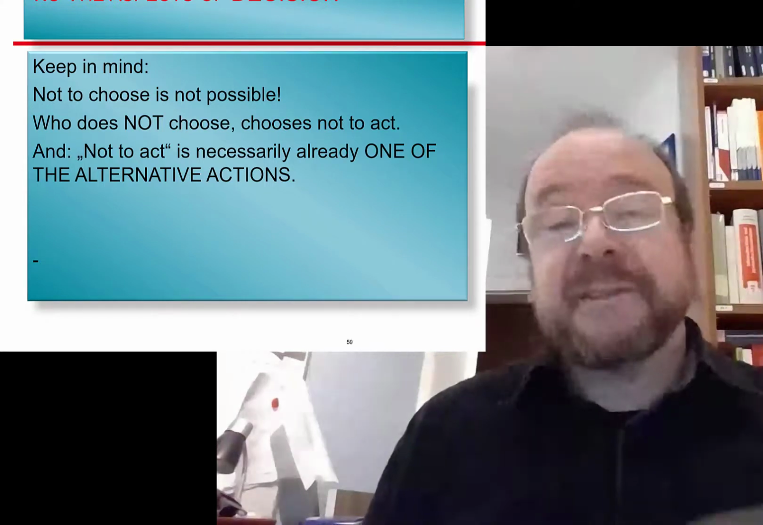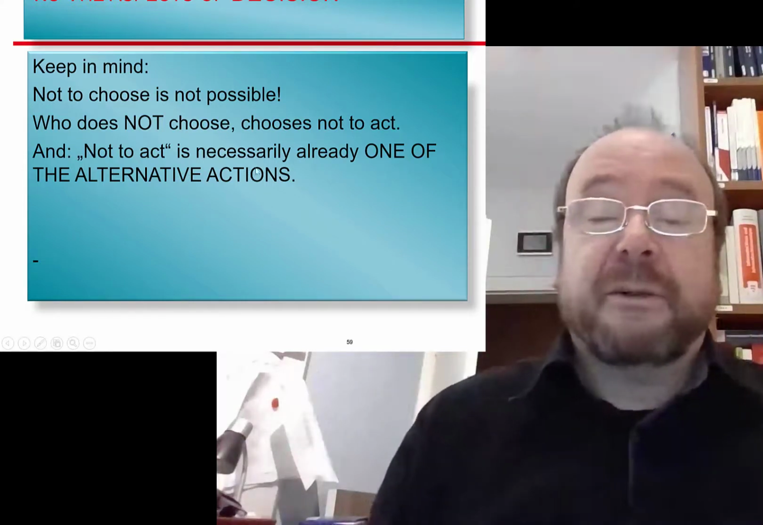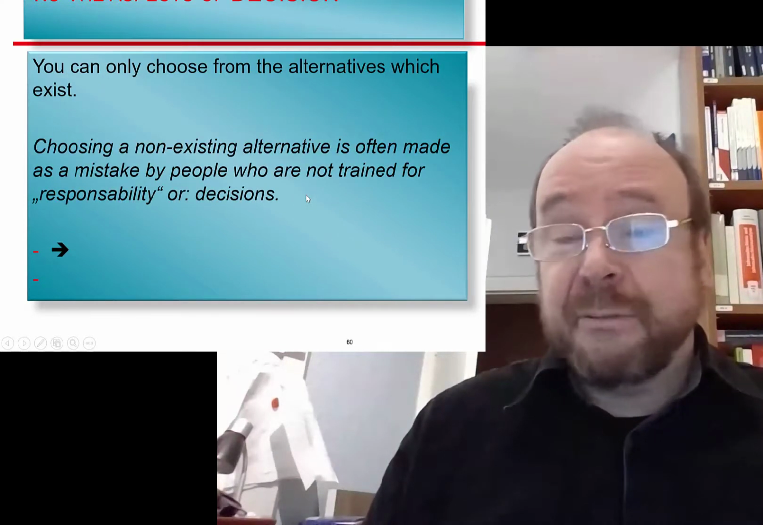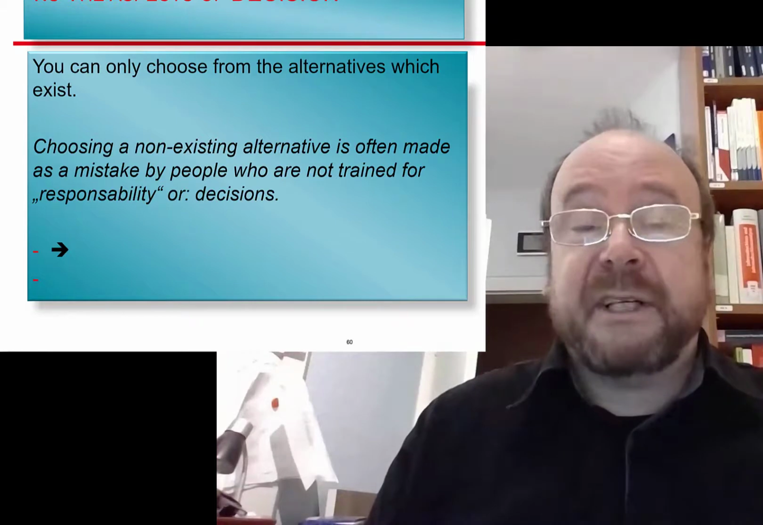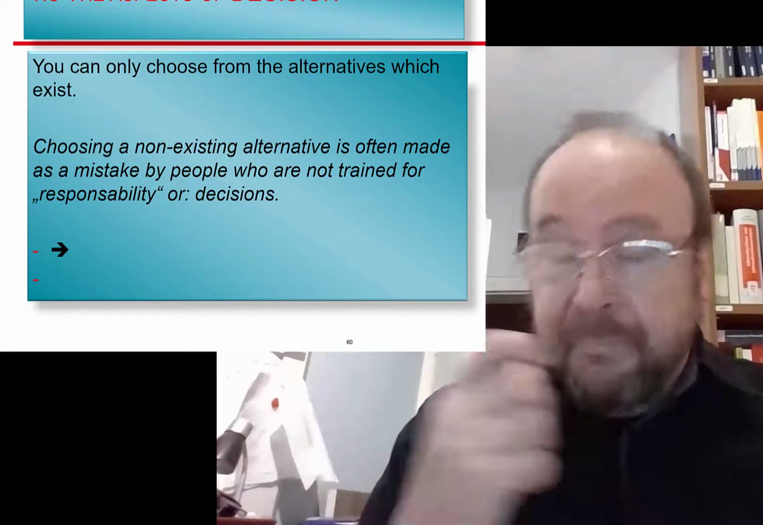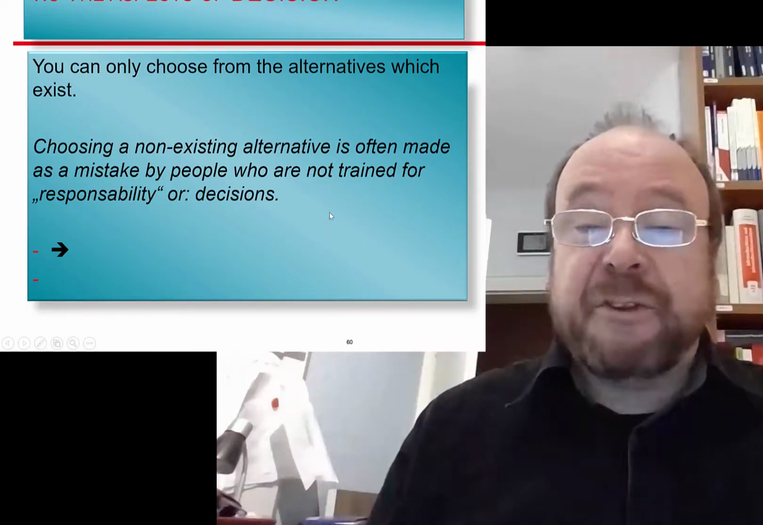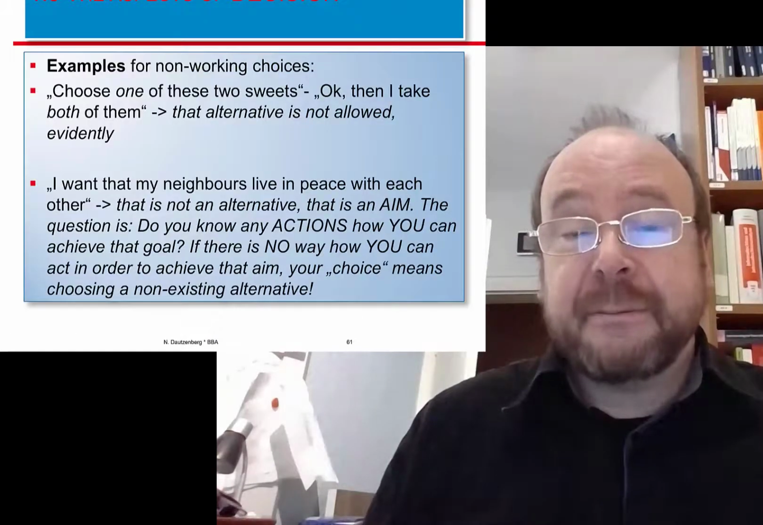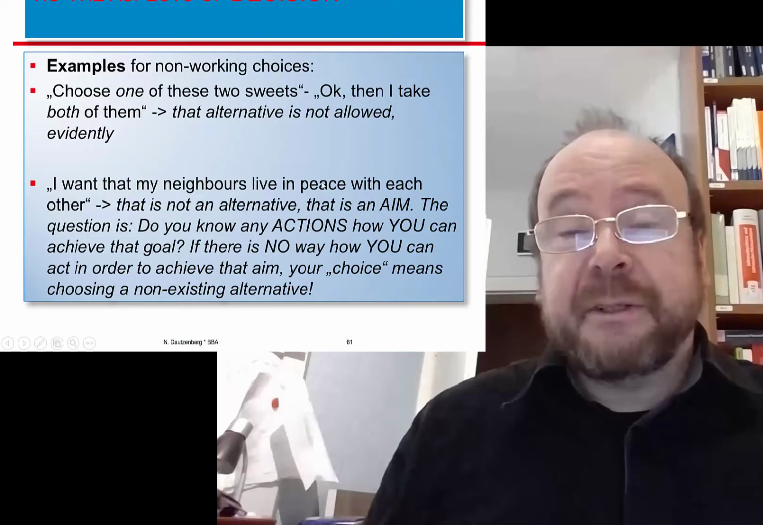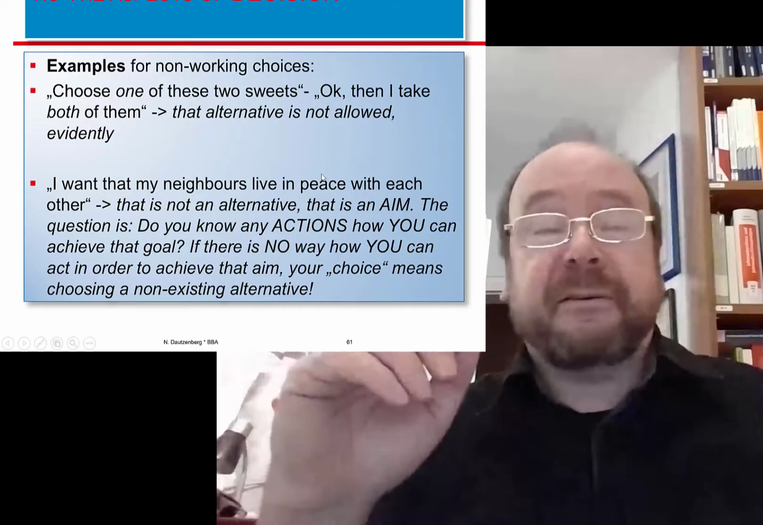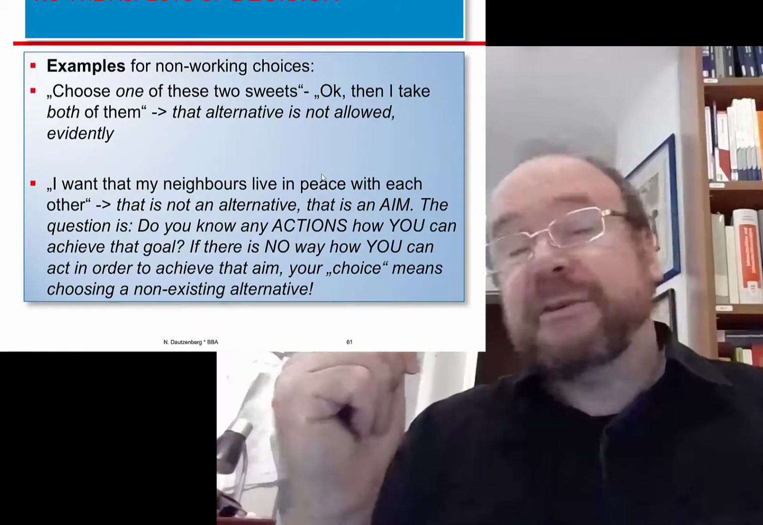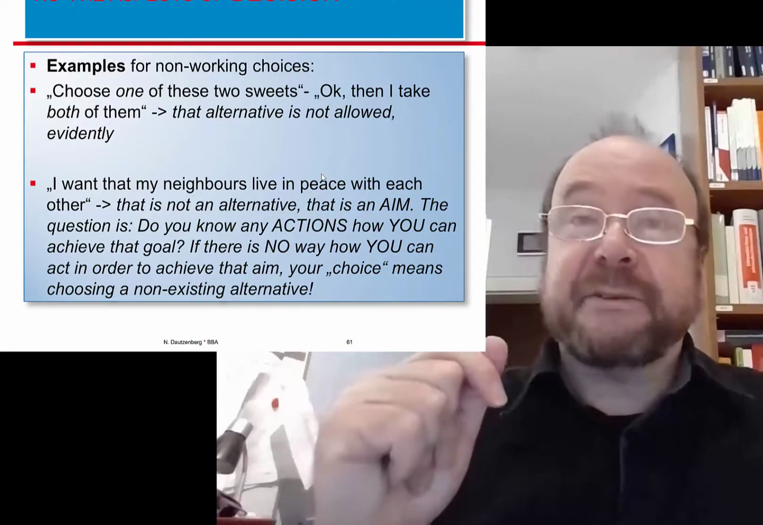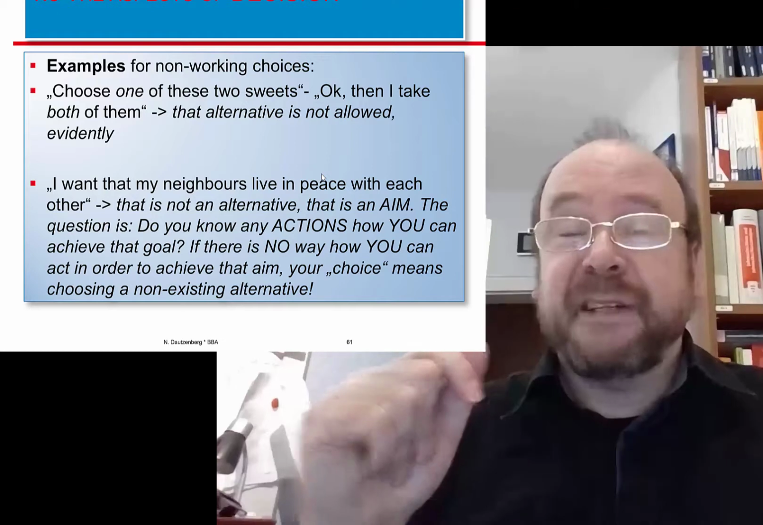Naturally, real life is not so simple, but you see what I'm insisting on. It's not possible not to choose when you come to a decision which is to be taken. So you have to choose, and you have to choose from the alternatives which really exist. A typical mistake for children is, choose one of the two sweets. Okay, I take both of them. So that alternative is no alternative which daddy or mommy allowed.